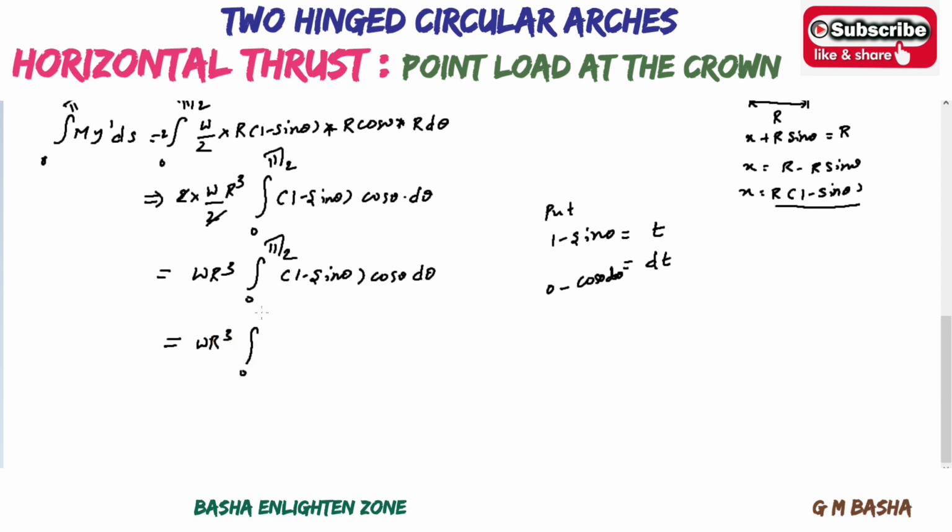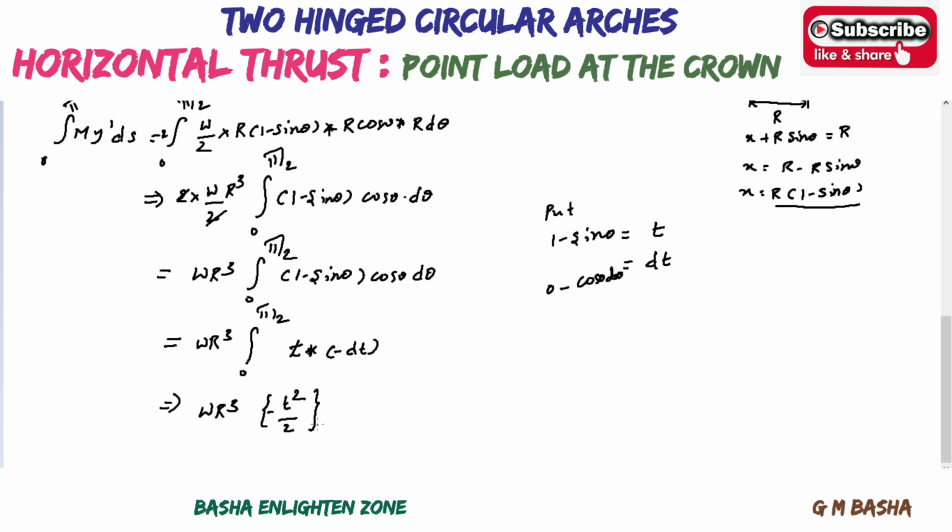0 to pi by 2. 1 minus sin theta will be equal to t. Into this, cos theta d theta will be equal to minus dt. And again apply integration here. So integration of t with respect to t will be t square by 2. So minus will be there here.